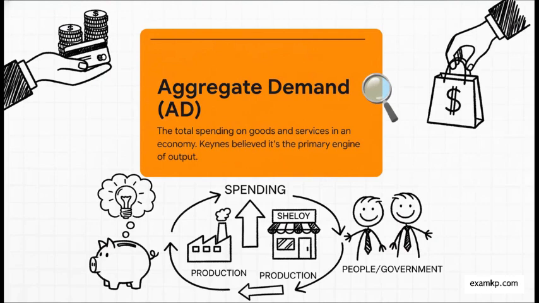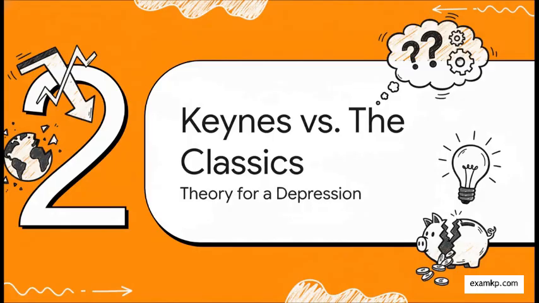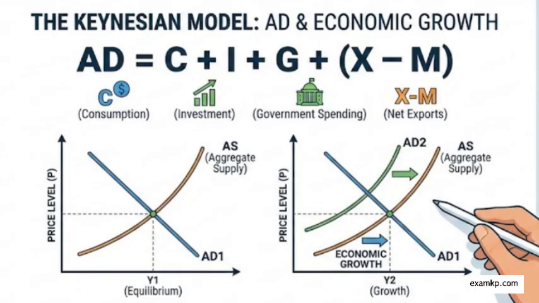To really get why Keynes' ideas were so groundbreaking, we have to take a step back and look at what everyone believed before him. You see, the Great Depression wasn't just a small downturn. It was a massive global crisis that basically broke all the old rules of economics and forced everyone to look for a new way of thinking. And this is the man himself, John Maynard Keynes.